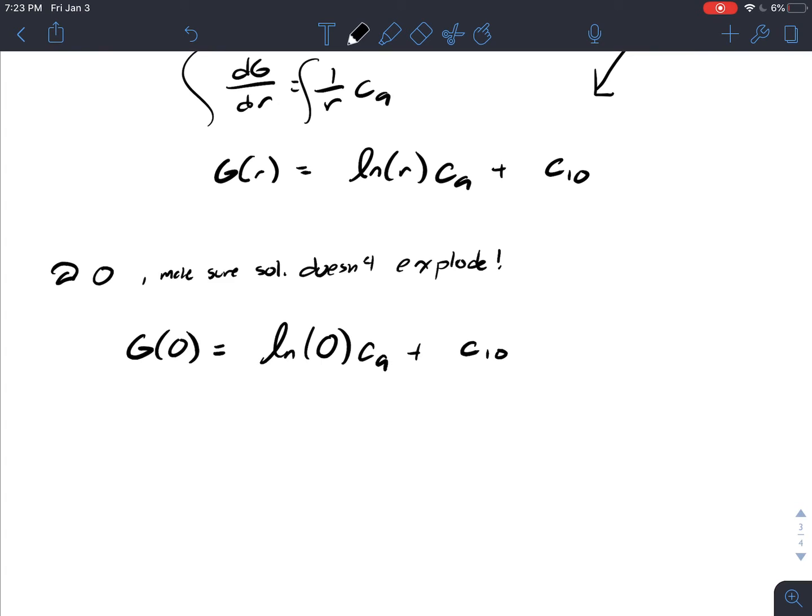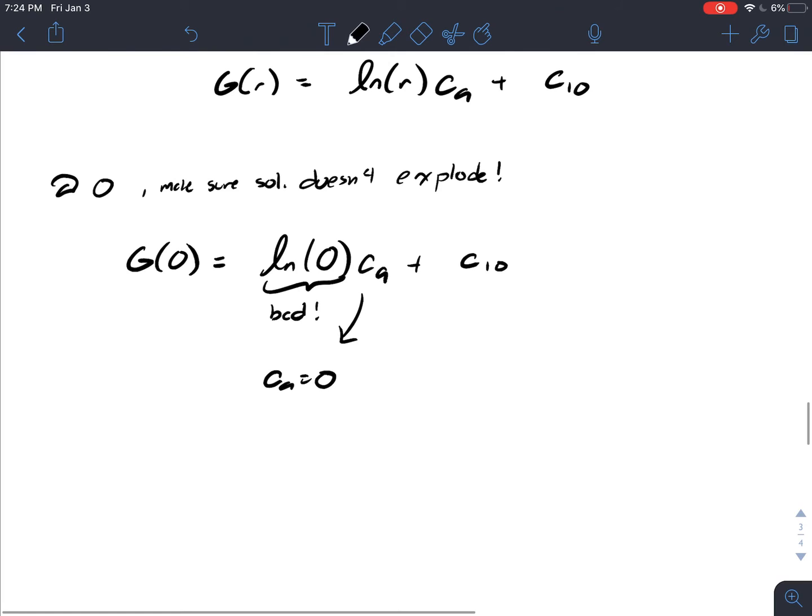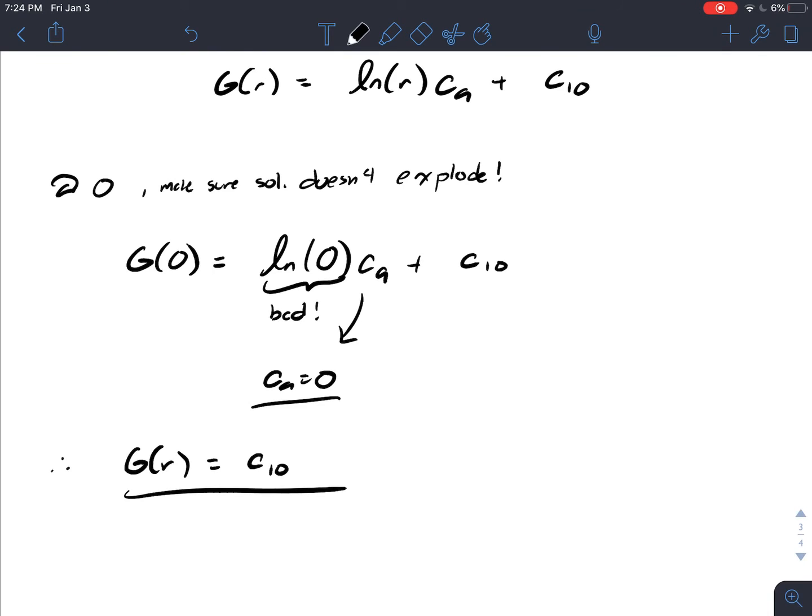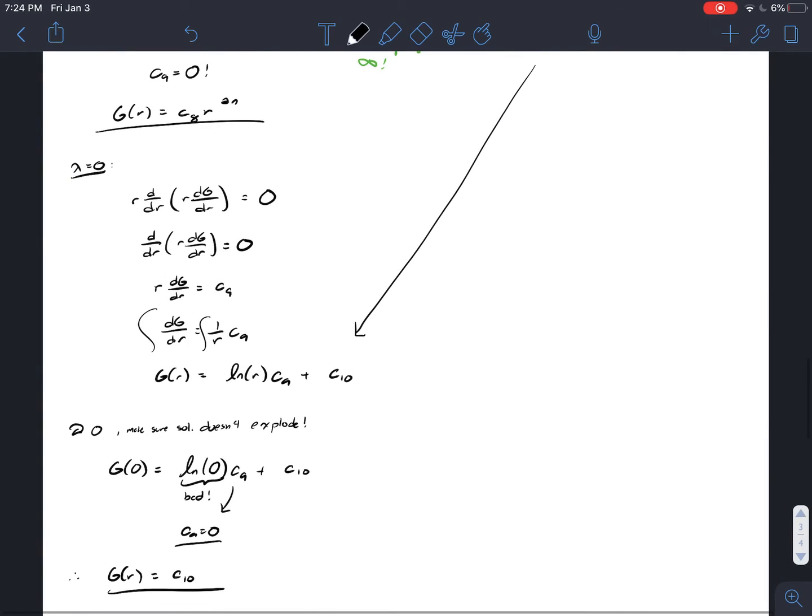And what do we notice? The natural log of 0 is undefined. It just goes to infinity and explodes. So this is bad, right? And how can we amend this? By making C9 equal to 0 and then completely ignoring the natural log term. So therefore, g of r is just equal to a constant term, C10.